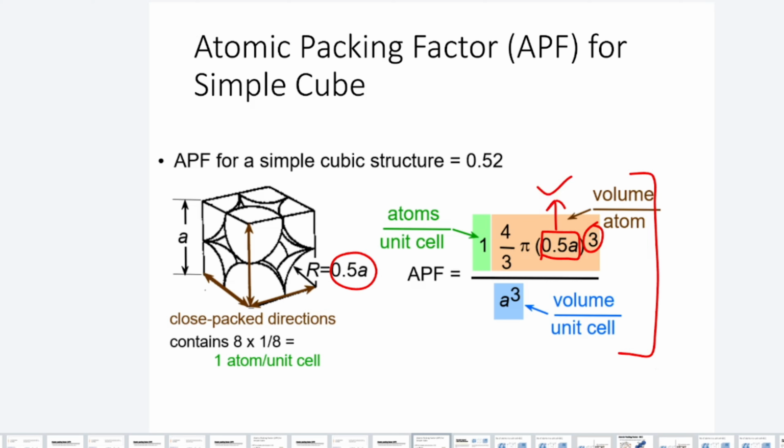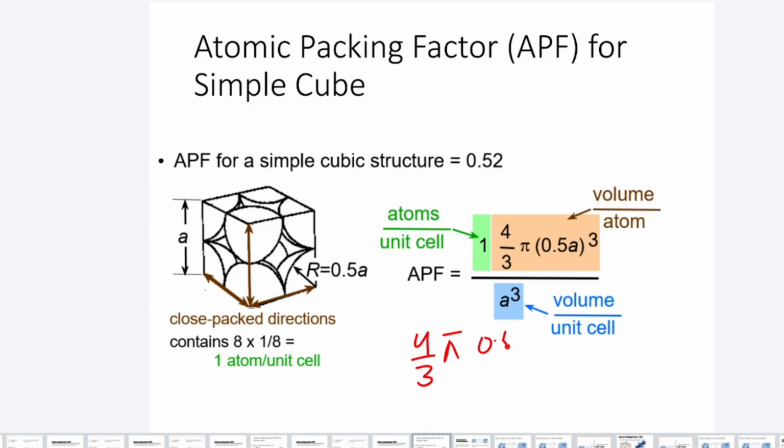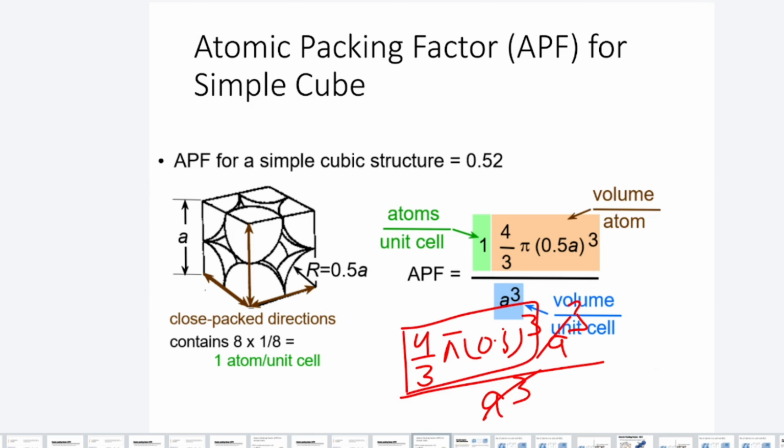Now, once you simplify this, what will happen? It will be 4 by 3 pi times 0.5 cube times A cube, divided by A cube. So A cube will cancel with A cube. Multiplied by 1 because we have one atom. What value are you getting? Do the calculation.